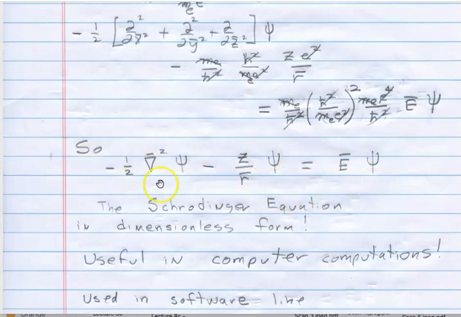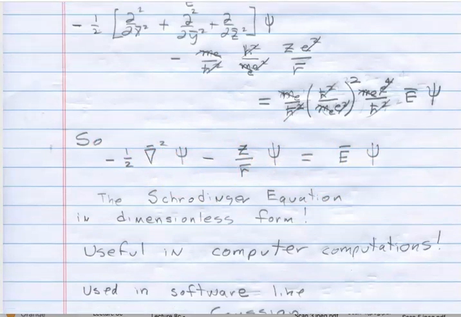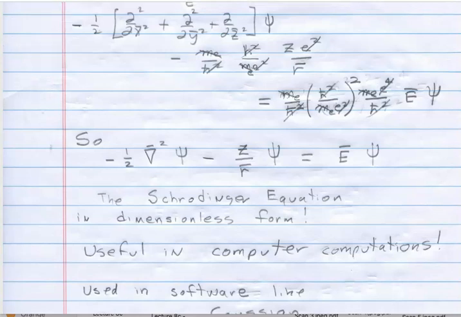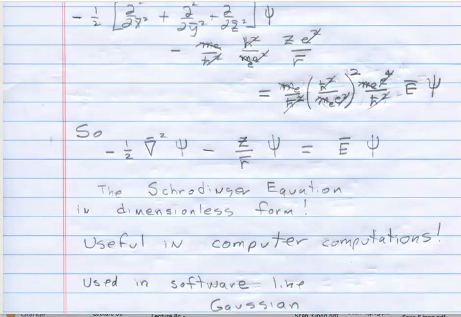The dimensionless Schrodinger equation is virtually the starting place of all computational work in quantum chemistry, computational chemistry. They will make a dimensionless form for their system, and then use that as the starting place so that they have less likelihood of getting overflows and underflows and having their software computation crash.